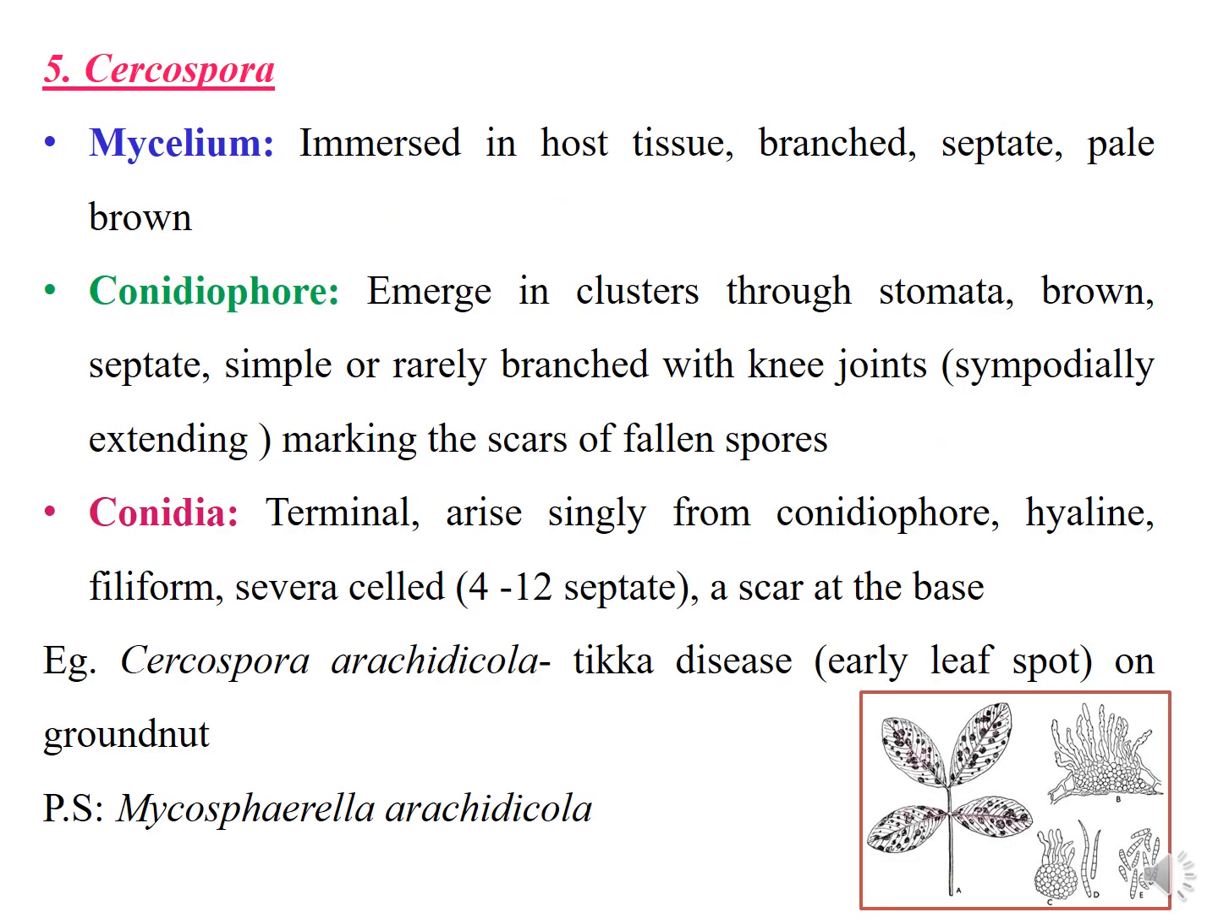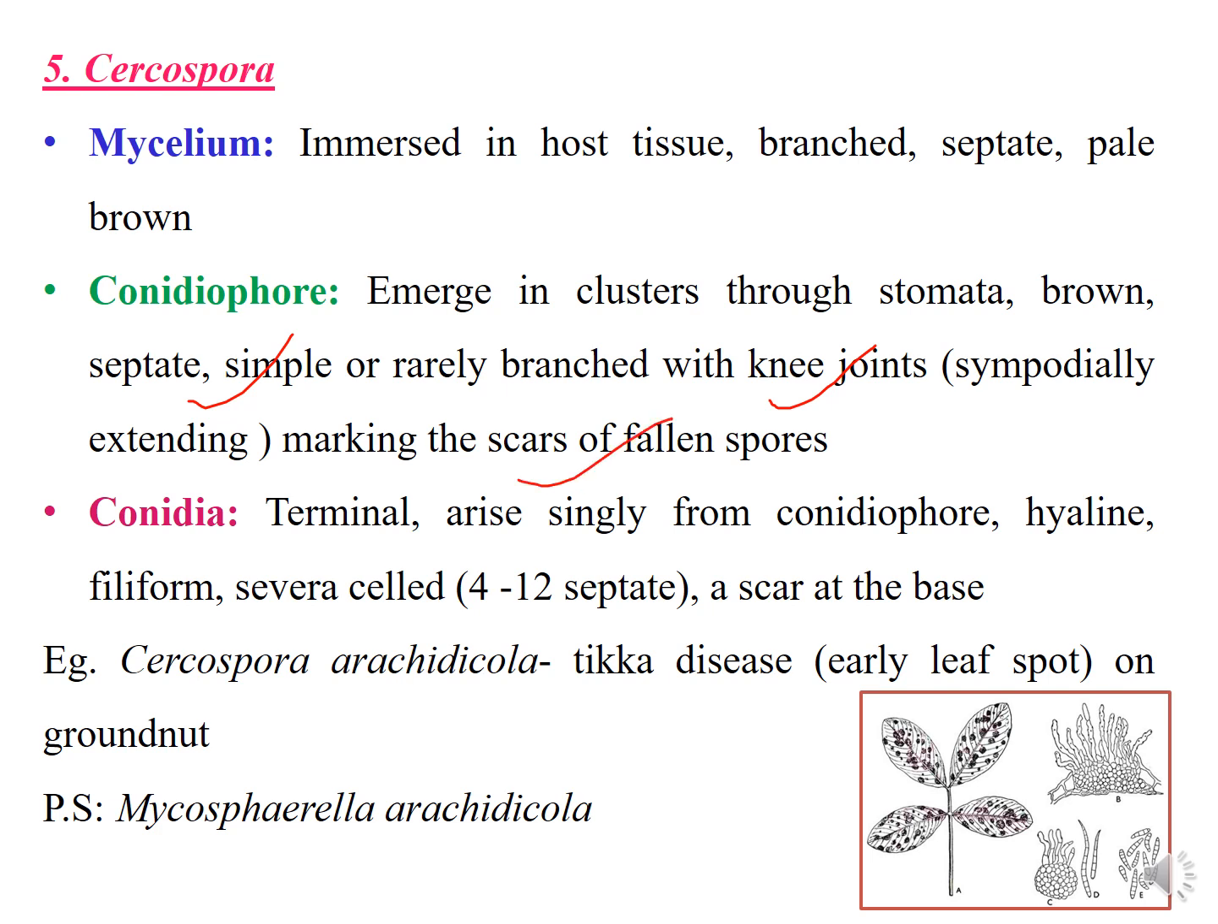We are very familiar with Cercospora, which causes tikka disease in groundnut. And coming to the mycelium structure, how this mycelium looks in Cercospora: it is immersed in host tissue, branched, septate and pale brown in color. Here we can observe that it is pale brown, not dark brown. The conidiophores emerge in clusters through stomata, and conidiophores are brown in color, septate, simple, rarely branched, with knee joints. The knee joints are very common on the conidiophores, marking the scars of fallen spores.